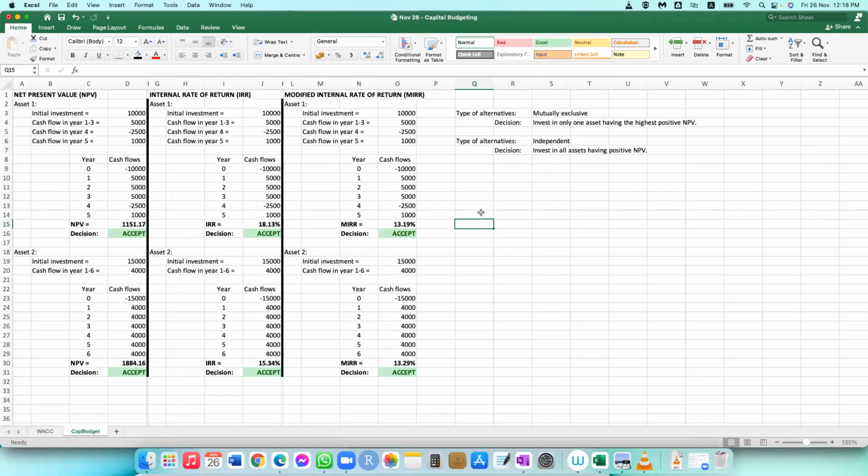Now, what we will do for making the ultimate decision, I can see that all are acceptable anyway. So to make the ultimate decision, we can create a table: project or investment, then the tool or technique of capital budgeting. So the investments will be asset 1 and asset 2, isn't it? Asset 1, asset 2.